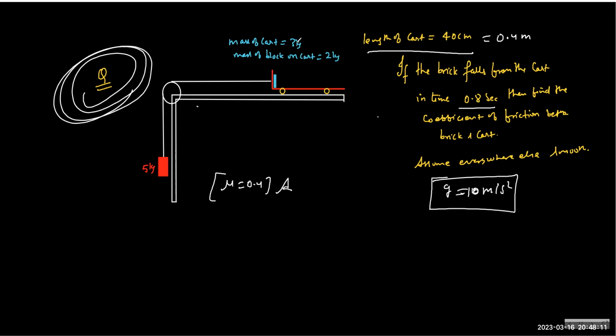Done? Okay, do it. Take your time. So for this chapter, I will suggest, okay, solve Resonance sheet exercise 2 completely. Done?